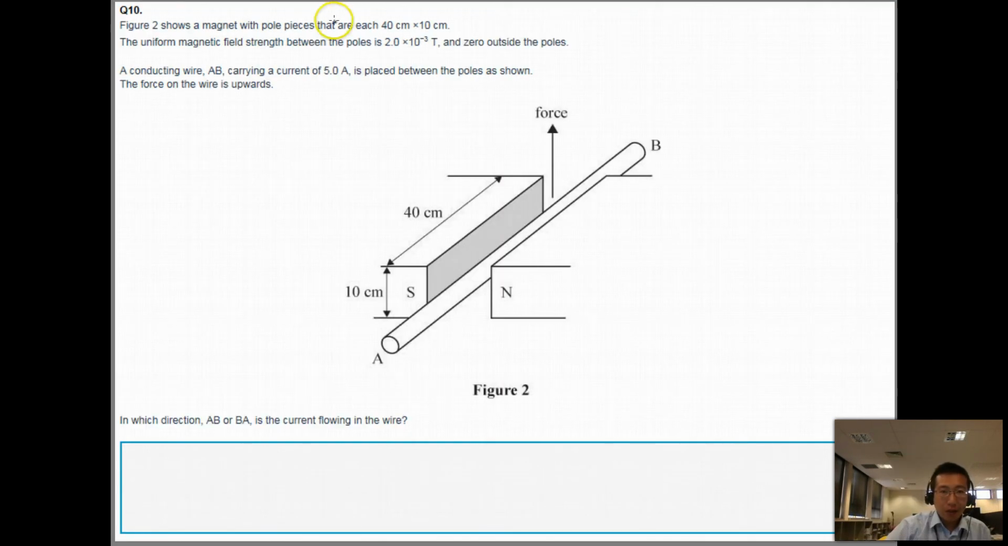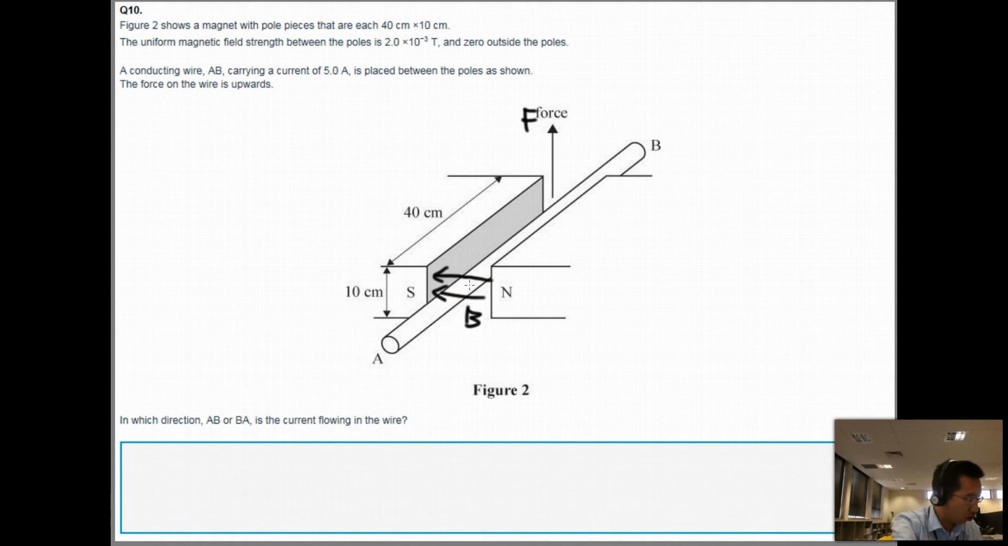Now have a look at the question. We have north to south. Pause the video and read the question if you need to. So the magnetic field goes from north to south, and we label it B. And we have a force going upwards. Now the question asks me to find the current flow, whether it flows from A or B.